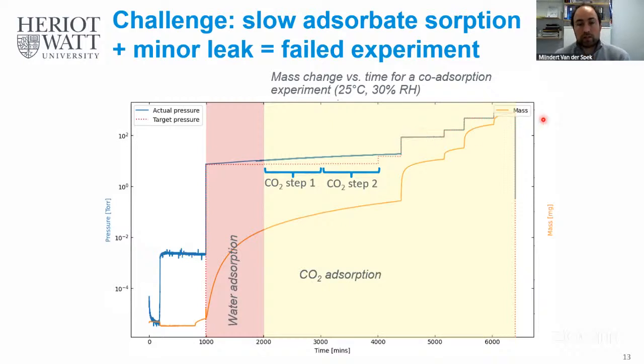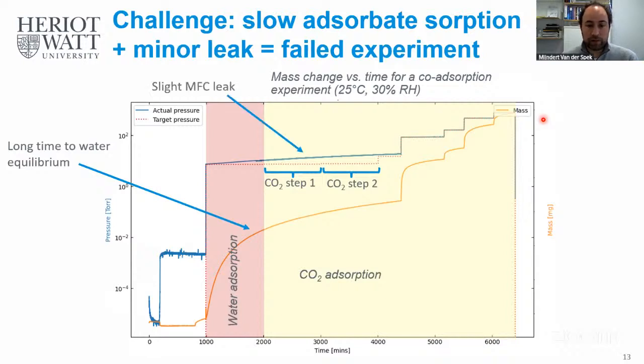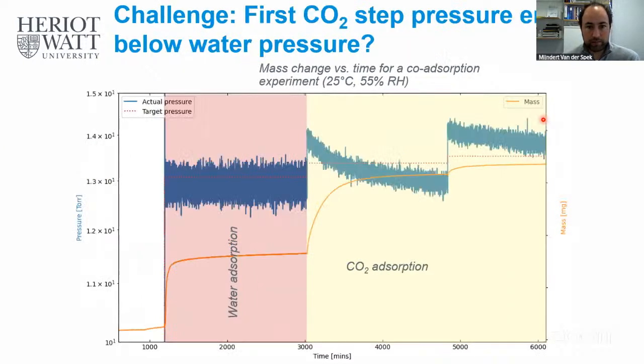So, this is not nice. Normally you can measure a coadsorption isotherm in maybe a week, but if you're troubleshooting, that takes weeks to months. Okay, so what you have is a long time to equilibrate coupled with a slight MFC leak, which basically gives you a failed experiment. And that's one of these headaches.